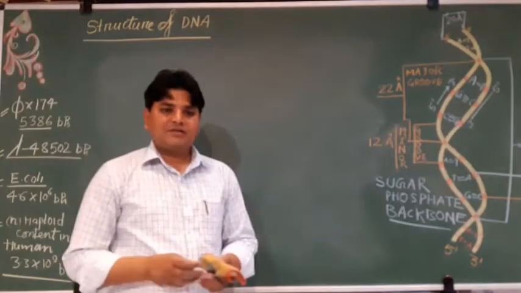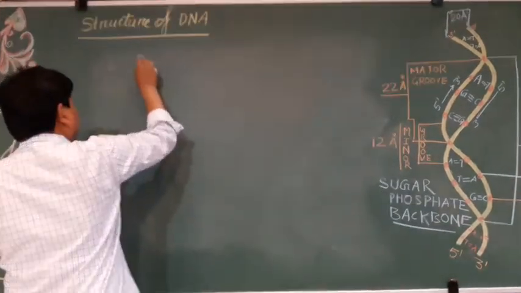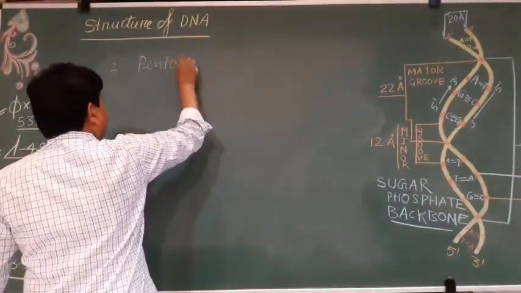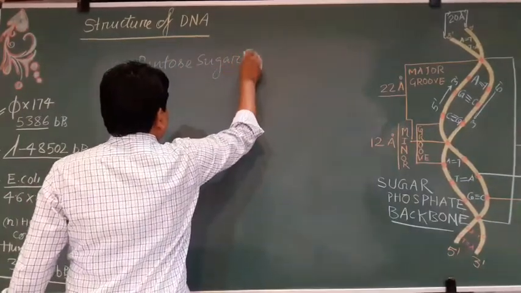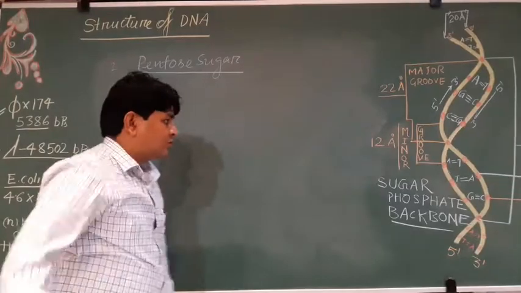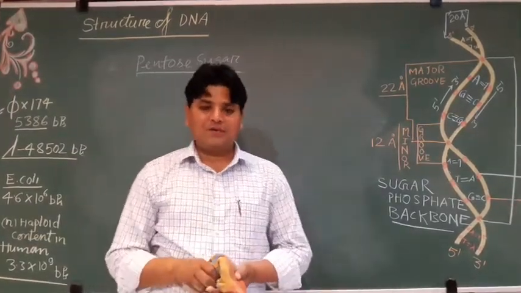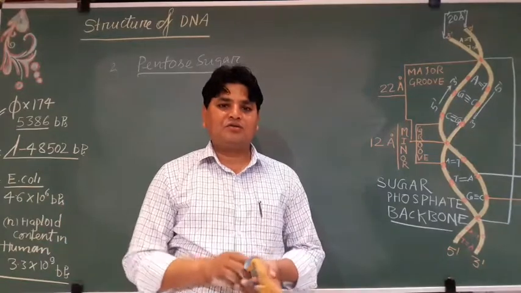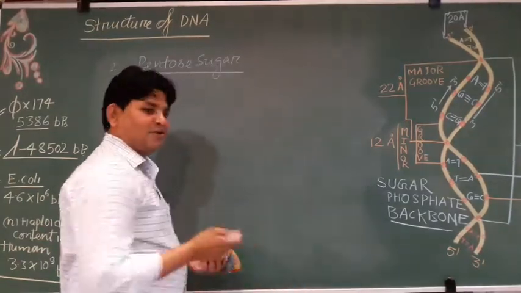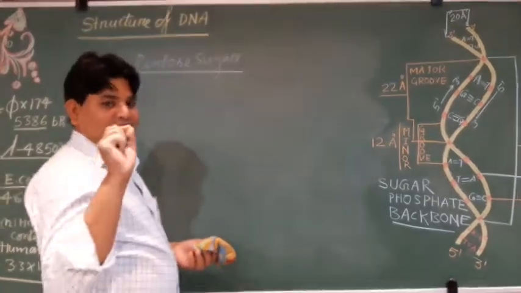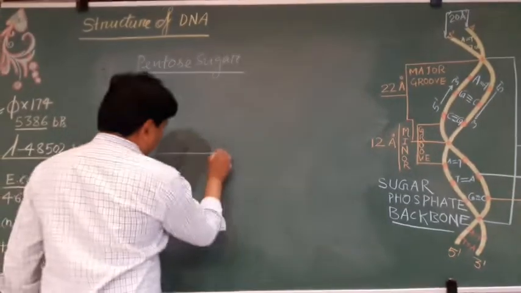So the second component of the structure of DNA is pentose sugar. Dear students, in DNA, pentose sugar is called deoxyribose. Why is it called deoxyribose? Because one oxygen is left out in its structure at the second position. Know it, second position, just like this, look at the structure.